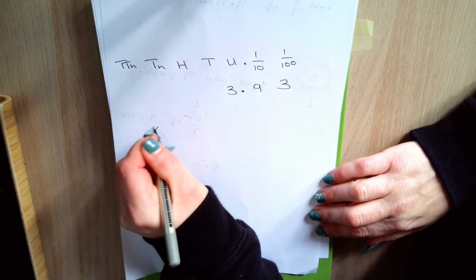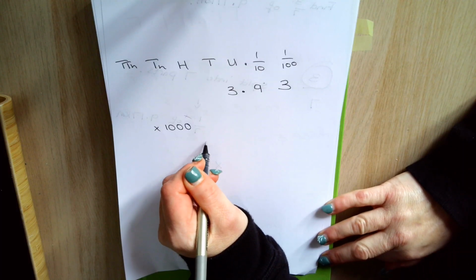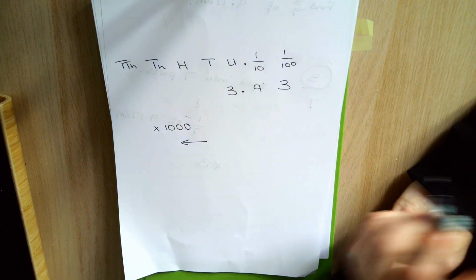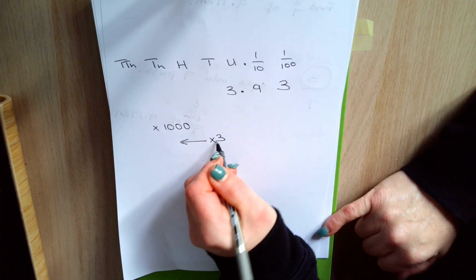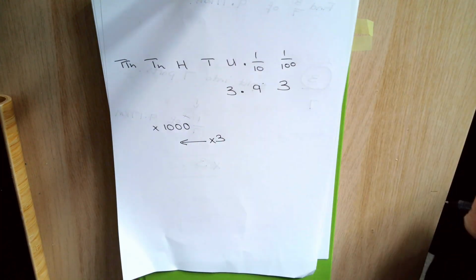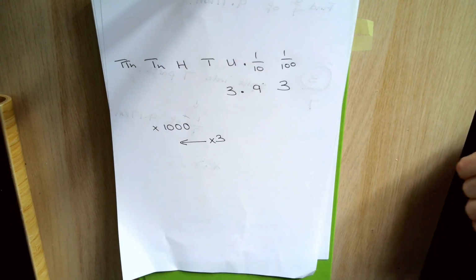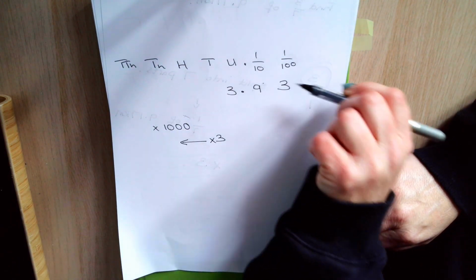And to multiply by 1,000, that means we move the digits that way. How many zeros have we got here? 1, 2, 3. So every one of these digits gets shifted to the left. Remember that little dance? You can't see me on camera. So we're going to move every digit 3 that way.